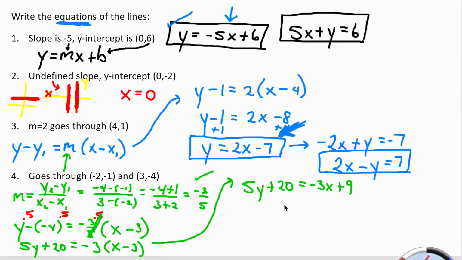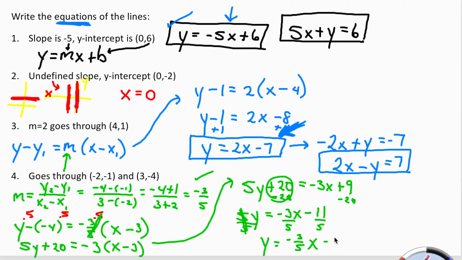Okay, and solve it for y, or depending on what it asks for, but I'm going to solve it for y. So I'm going to subtract 20 from both sides. 5y equals negative 3x minus 11, and divide by 5 to get that y all by itself. So y equals negative 3/5 x minus 11/5.